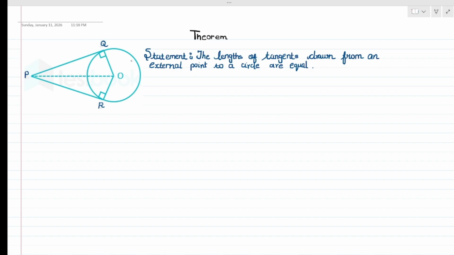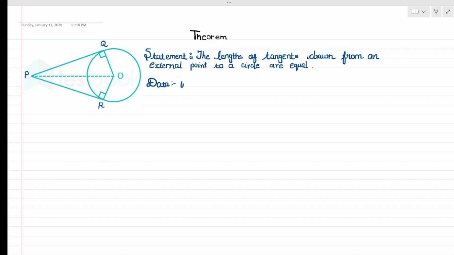This was the statement. Now, let's start with the data. Data means the thing which is already given to us. So, what is already given to us? What you can see from the figure is that we are given a circle with center O, where P is an external point and PQ and PR are the tangents of the circle.